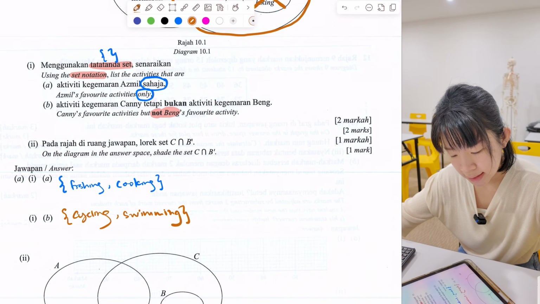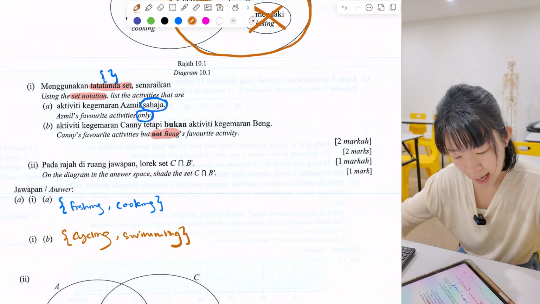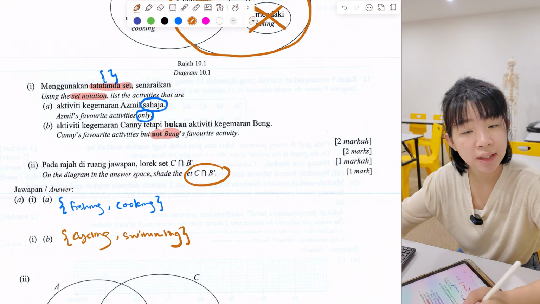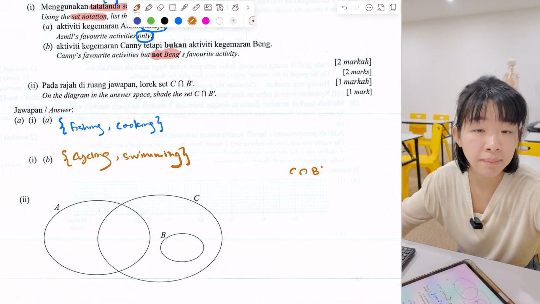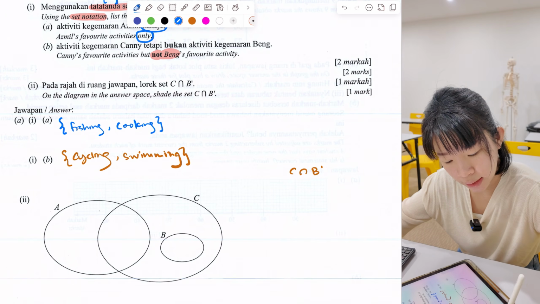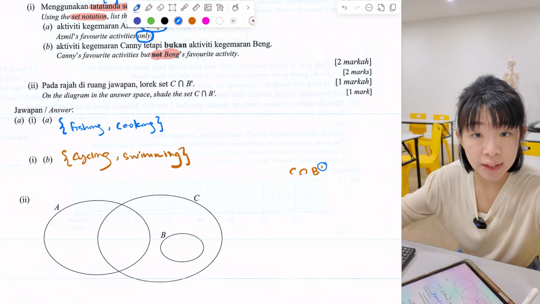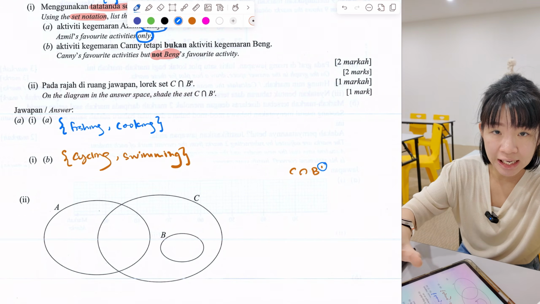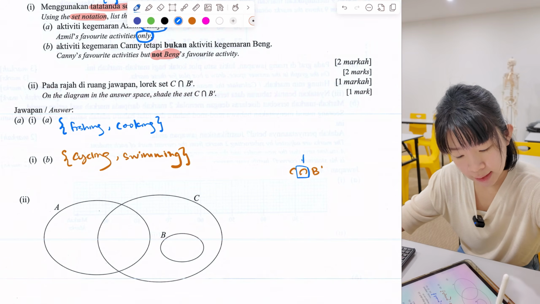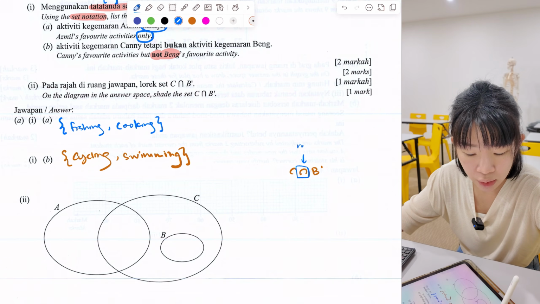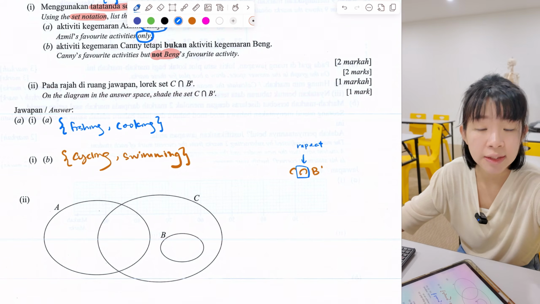Okay, then let's look at part 2. On the diagram in the answer space, you need to shade this. Okay, lorekkan this. We want to shade C intersect B prime. Now first, you have to understand what this symbol is. Whenever you see the prime symbol, it means you don't want B, don't include B. How about this symbol? This is intersect, persilangan, which means repeat. So you choose things that are repeated only.